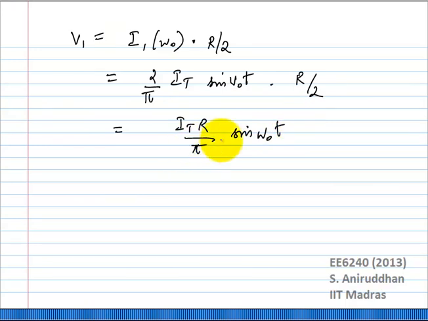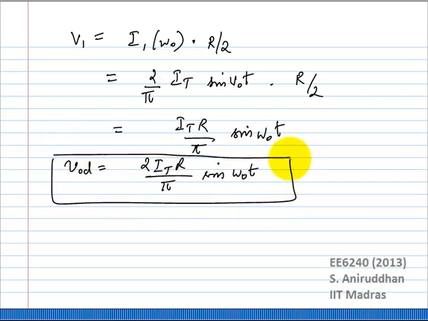Now of course if you look at the differential signal, you have V2 on the other side. So the differential output signal is going to have an amplitude of 2 ITR by pi sin omega naught t.